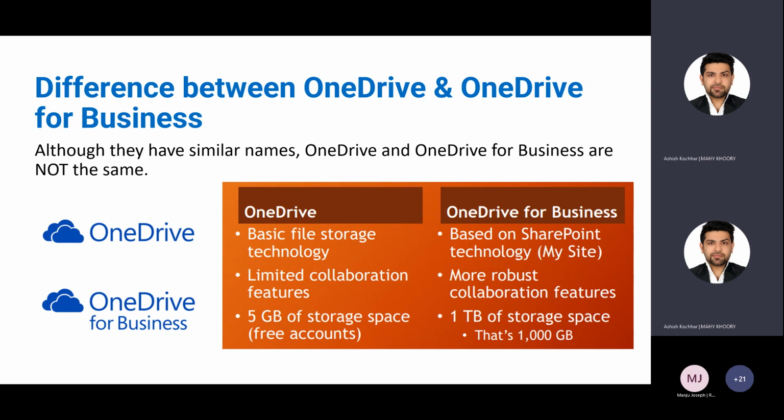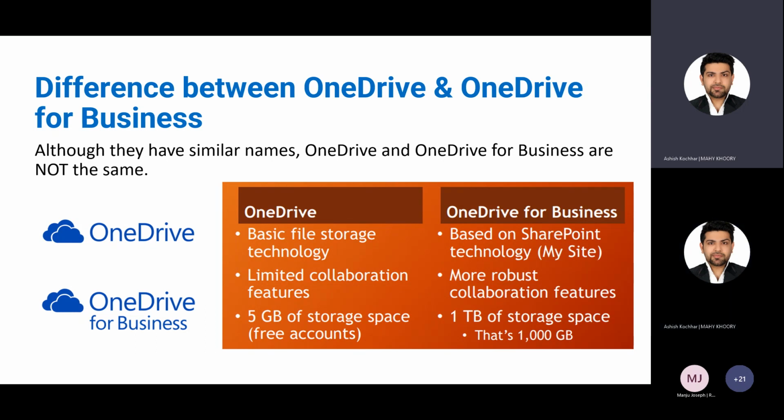Then in OneDrive, there was only 5 GB of storage space available if you are using a free account, if you are not buying any license. But in OneDrive for Business, there is 1 TB of storage, that is 1000 GB, which is 1024 GB basically. So it's huge. The difference is huge if you can see.